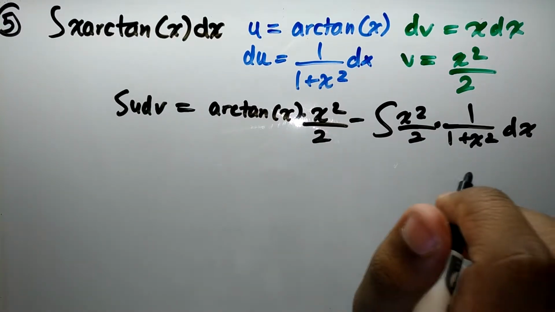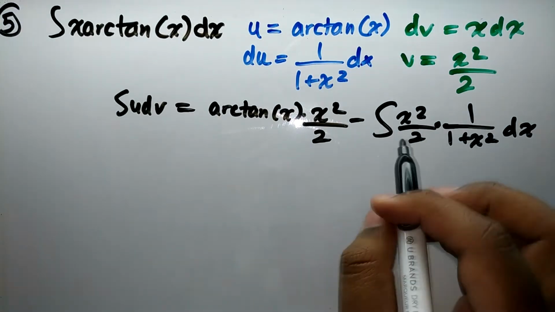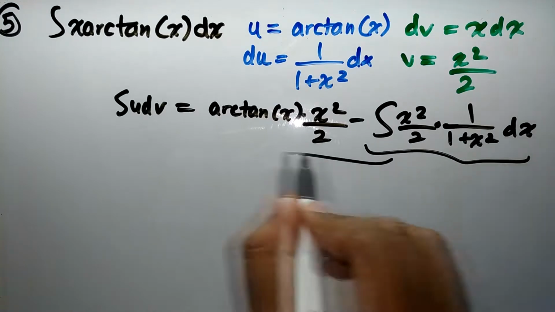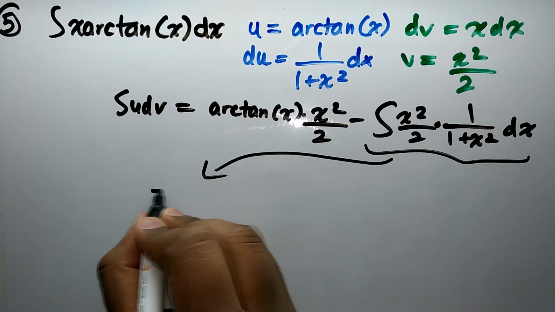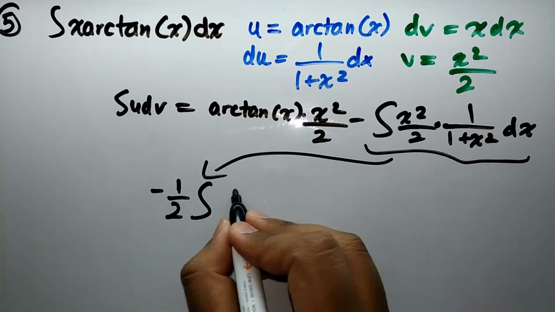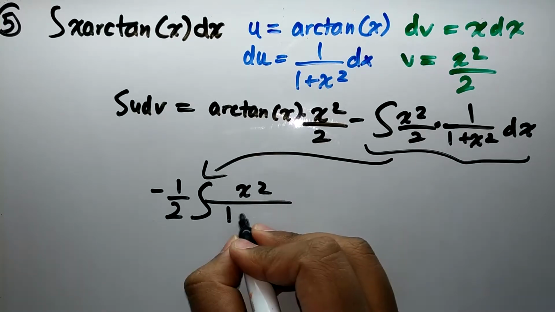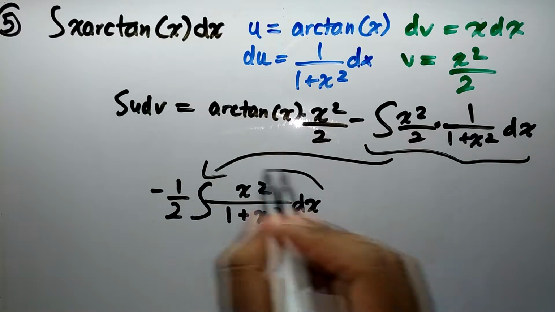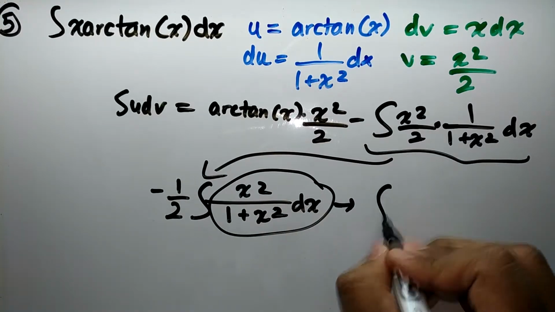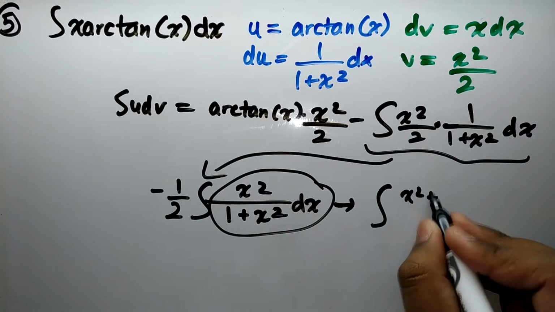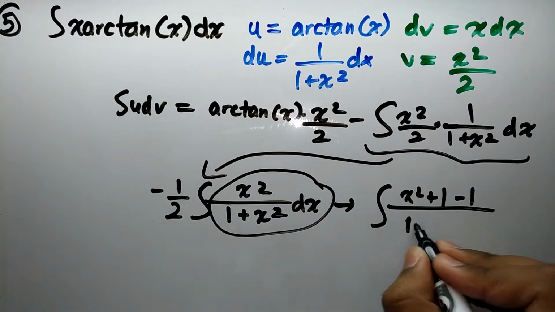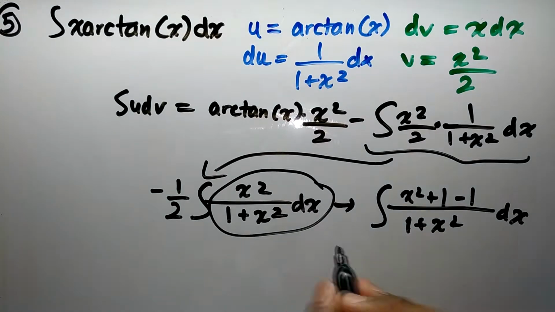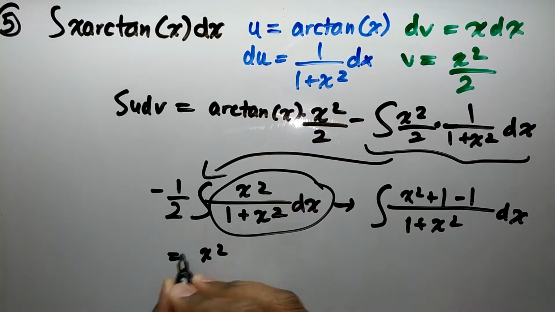over 1 plus x squared. So now if we deal with this integral, we can take the negative half out, so we're left with x squared over 1 plus x squared, and here what you can actually do is use this technique where you split up the numerator into x squared plus 1 minus 1, and this is a technique that's really handy. You'll see this quite often being used.